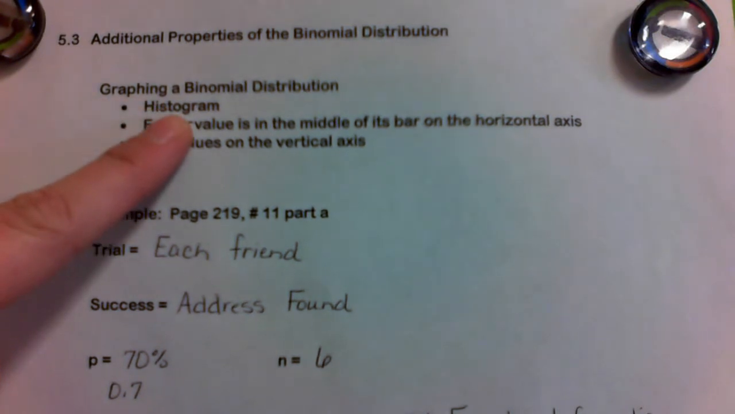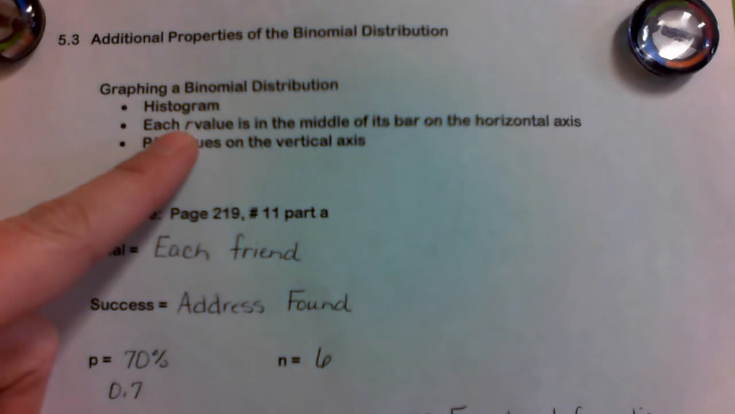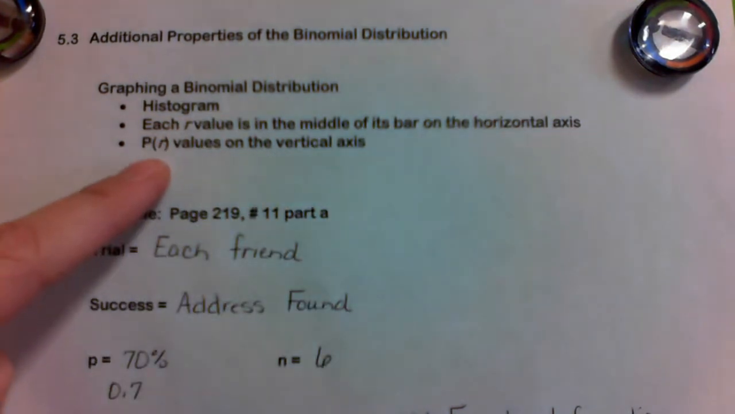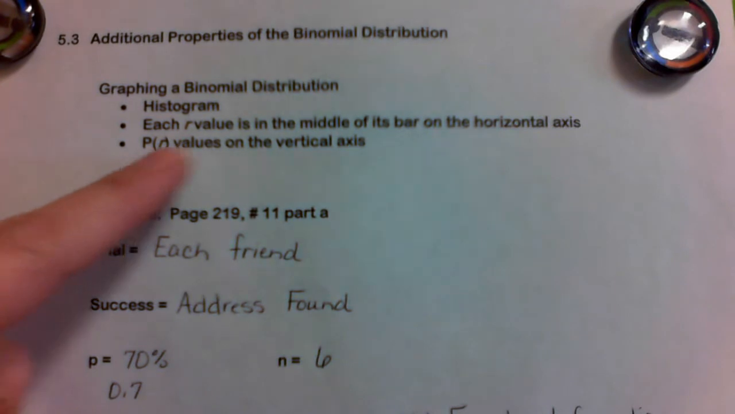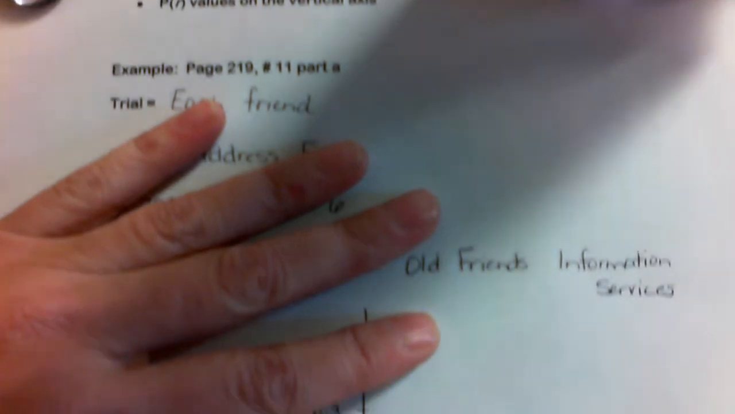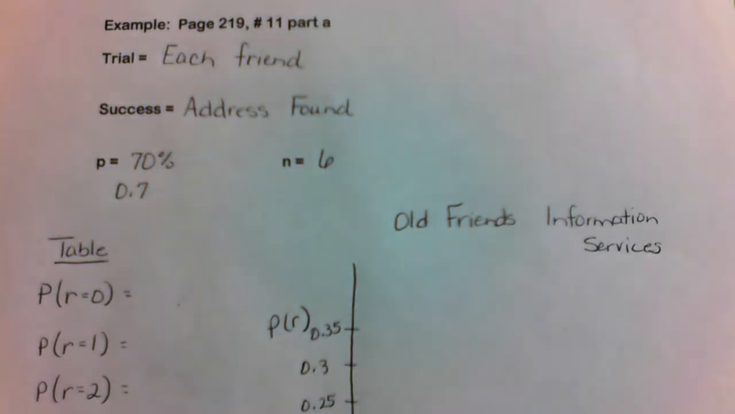It's a histogram, so that tells me the bars will touch. Each of the R values, and remember R is your number of successes, will be on the horizontal axis, and then the probabilities, which are found on the table, will be on the vertical axis. So if you will turn to page 219, we're going to look at number 11. Let me get that open myself.